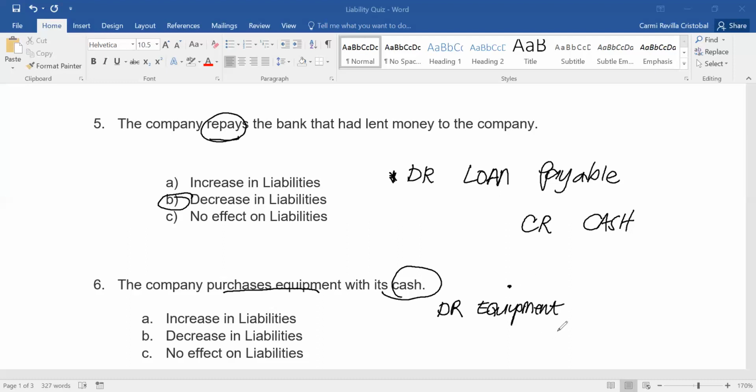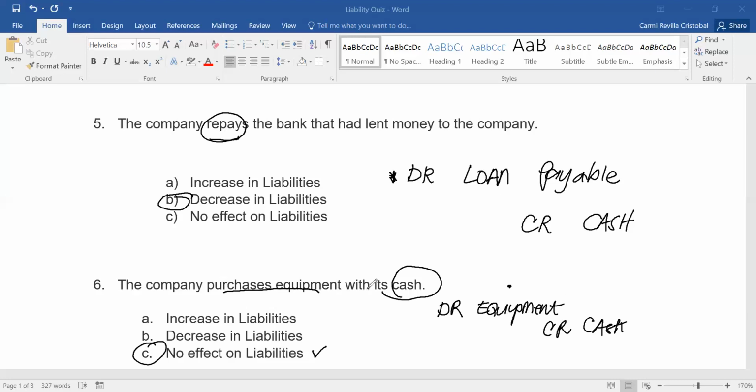Okay. And then, paano mo siya binili? By cash. Okay. So, dahil by cash siya, looking at this transaction, this is both on the asset. So, wala siyang impact sa liability natin. So, the answer is letter C.